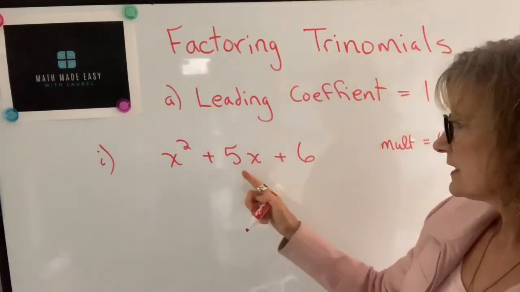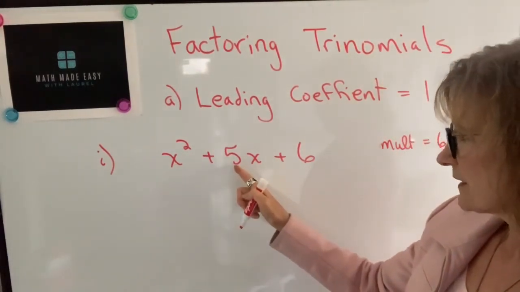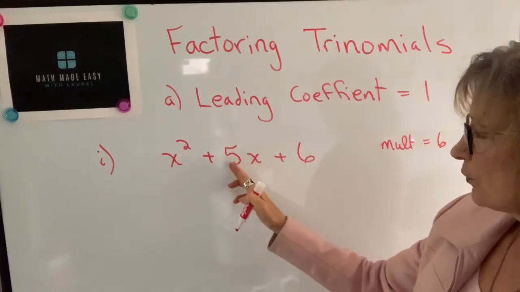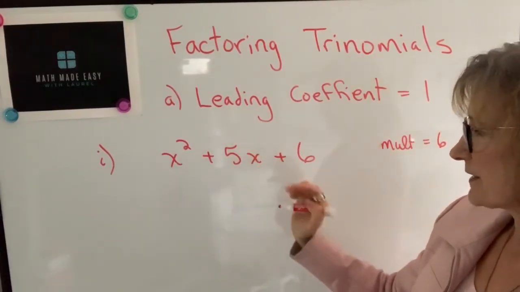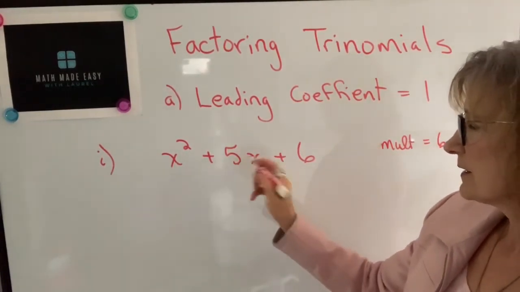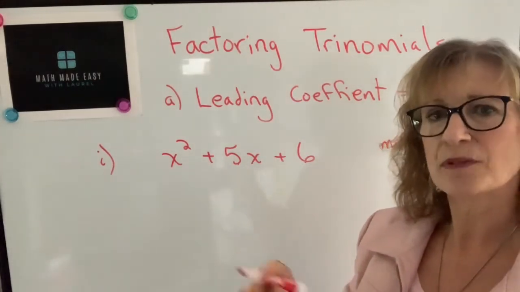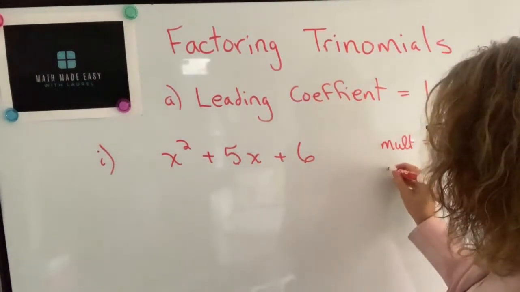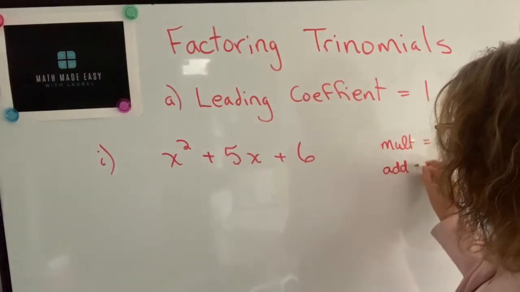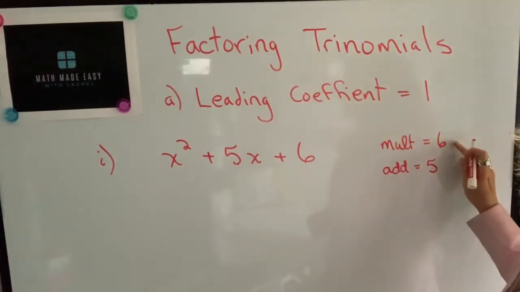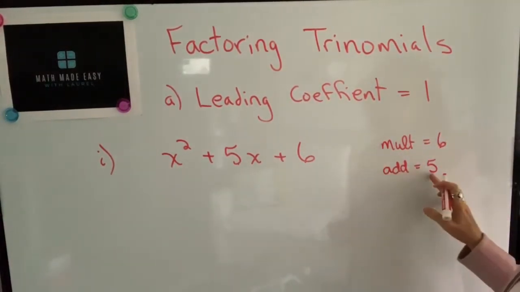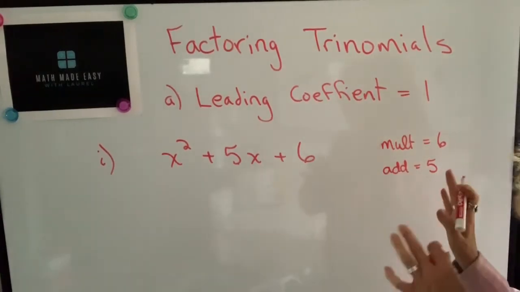But the other condition is that you look at this middle number, the coefficient that goes with your x term in this case, and you want your two numbers to add up to equal this number. So you're looking for two numbers that multiply to equal 6 and add to equal 5. So you might know the answers right away.